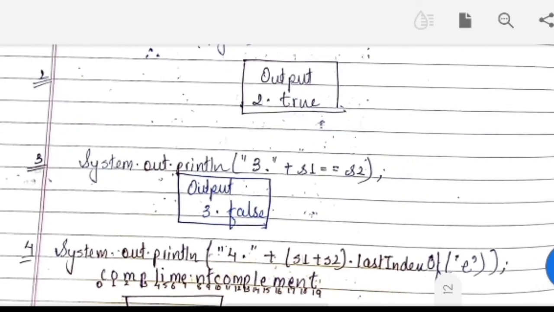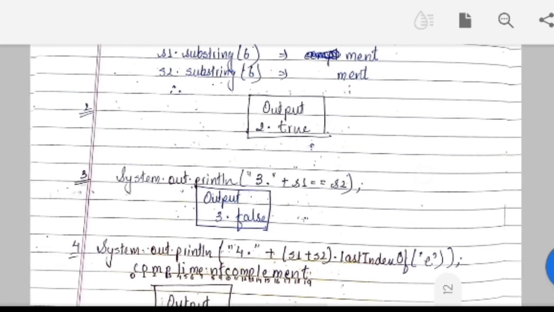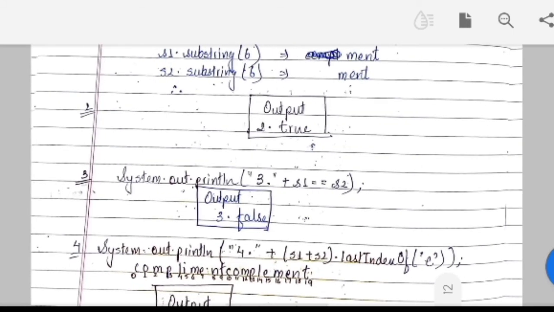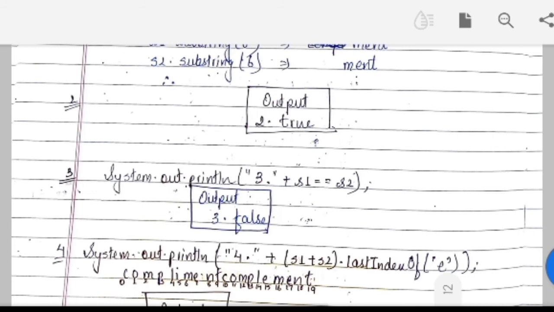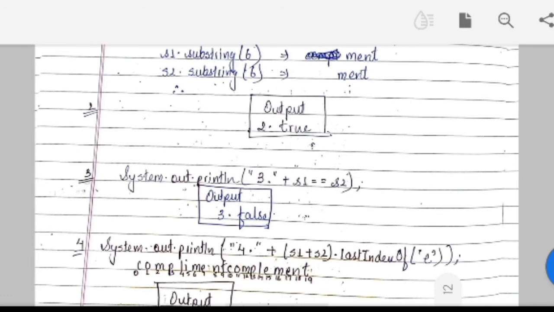Note that s1 == s2 always checks whether two string addresses are equal or not. It does not check whether the contents are equal. For checking the content, we use the equals function. But here the content as well as the address of s1 and s2 are both different. Therefore, the output of the third option will be false.